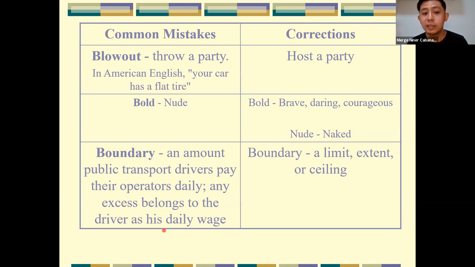So we do not say boundary as jeepney or tricycle driver's wages. Boundary actually has its own meaning, which is a limit, an extent, or a ceiling. So you have to refer to them with the proper terms starting from now, okay? All right, so that's letter B for you.